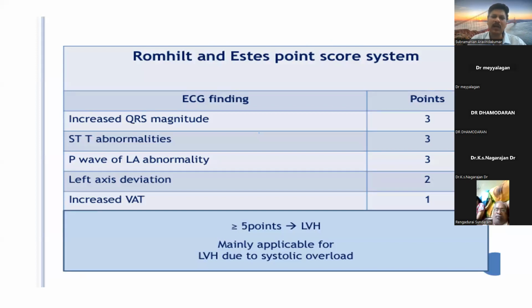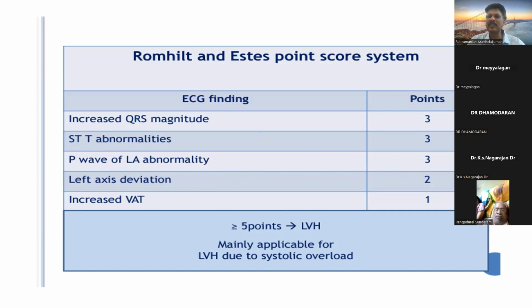But if you want more accuracy: increase in the QRS magnitude, 3 points. ST segment and T wave, secondary STT changes, 3 points. Left atrial enlargement, 3 points. If there is additional left axis deviation, 2 points. Increase in the ventricular activation time, 1 point. The same thing, whatever we have told. More than 5 points, or equal to 5 points, is called left ventricular hypertrophy.